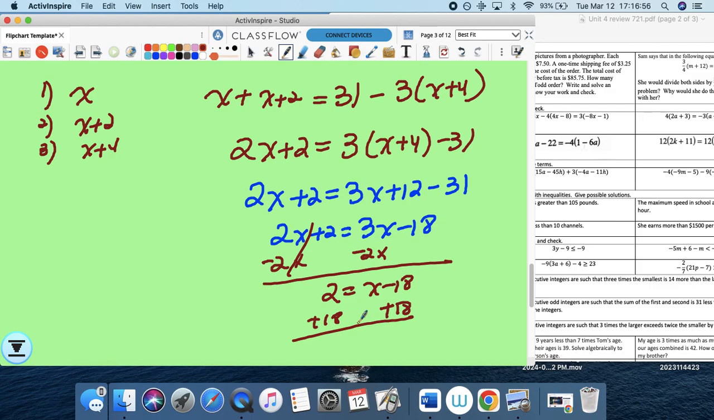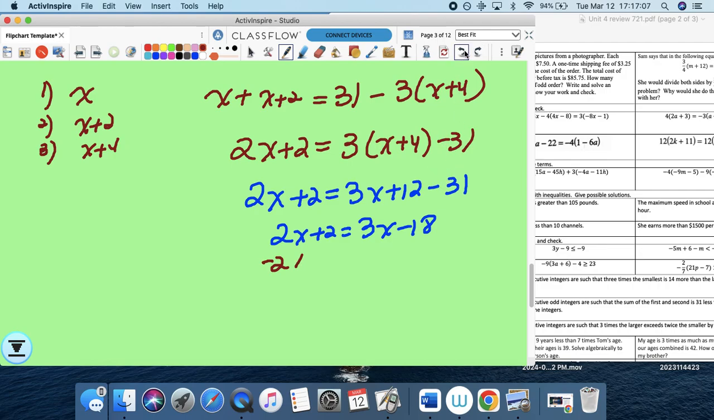Here's my mistake. My mistake is that I can't subtract. Here's my mistake right here, I'll tell you. 31 and 12. Minus 12 and negative 31 is actually 19. There was a mistake. All right, let me continue.